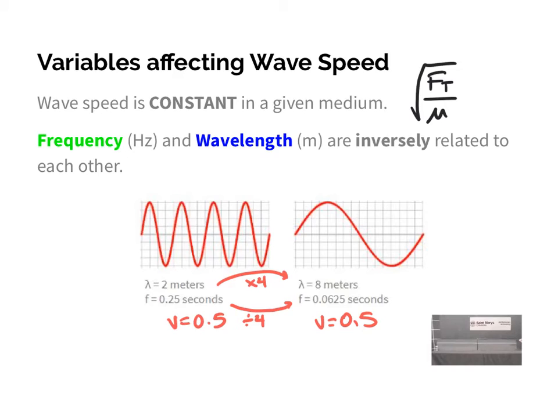So another key detail is that there is an inverse relationship between wavelength and frequency. While the wave speed is always going to be constant in a medium, frequency and wavelength will have this inverse relationship. As one gets bigger, the other will get smaller to make sure our speed stays constant.